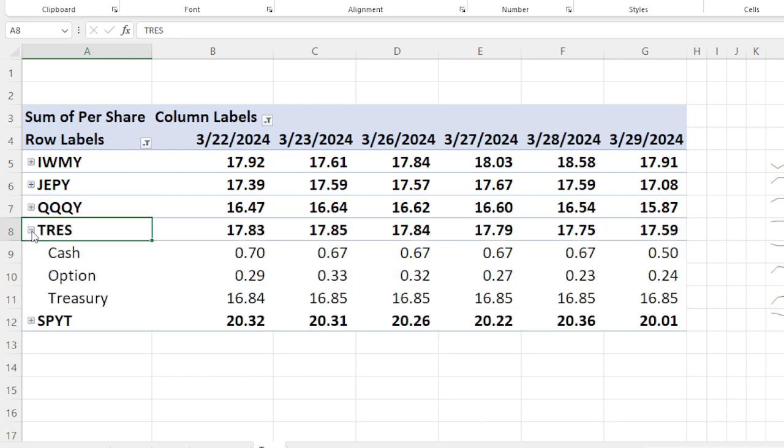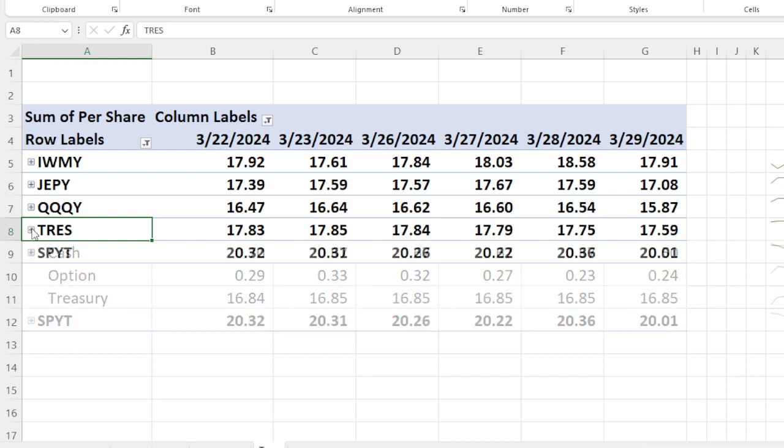And then let's take a look at Trez. All right, so Trez also took a bit of a slide down. Cash went down a little bit, and the treasuries stayed pretty flat. And then the options position, you had a 29-cent debit, which went down a little bit to 24 cents. So hopefully there's going to be some improvement.